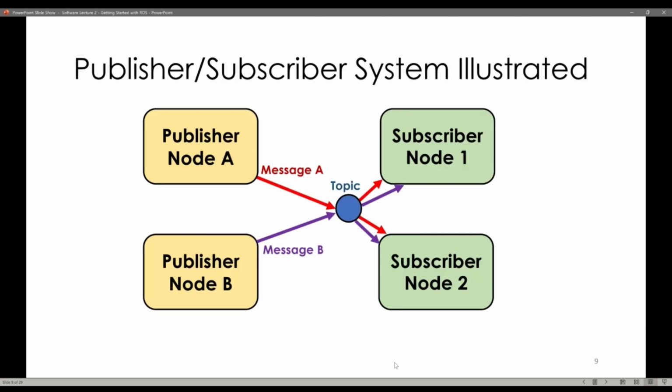Here I've illustrated a little diagram to convey these ideas. You can see we have these two publisher nodes, a topic, and two subscriber nodes. The publisher nodes are publishers to the topic, and the subscribers are subscribers to the topic. Publisher node A publishes message A onto this topic. This message is then received by both subscribers. Then publisher node B publishes message B onto the topic, and again, both subscribers receive message B. So this represents this many-to-many one-way system.